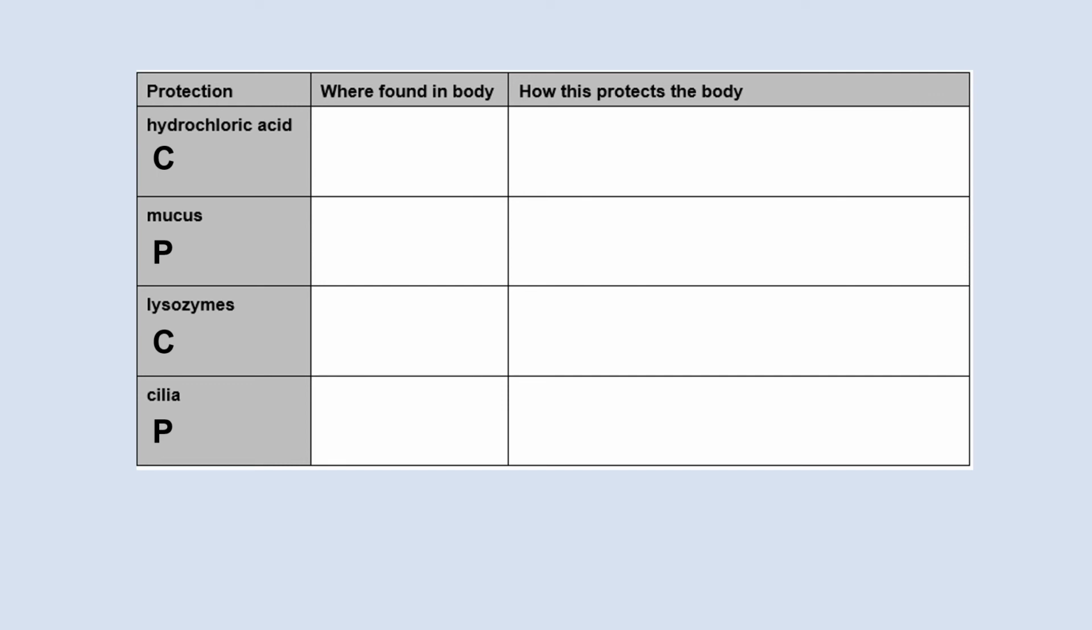We've got the chemical hydrochloric acid, the physical mucus, the chemical lysozymes, and the physical cilia. For each one, I'd like you to say where it is found in the body and how it protects the body. So for each one, into your books, please make your answers known. I hope the answers are on the next slide. If not, you'll have to see me very dodgily try and write them on here. Pause it and unpause it when you're ready.